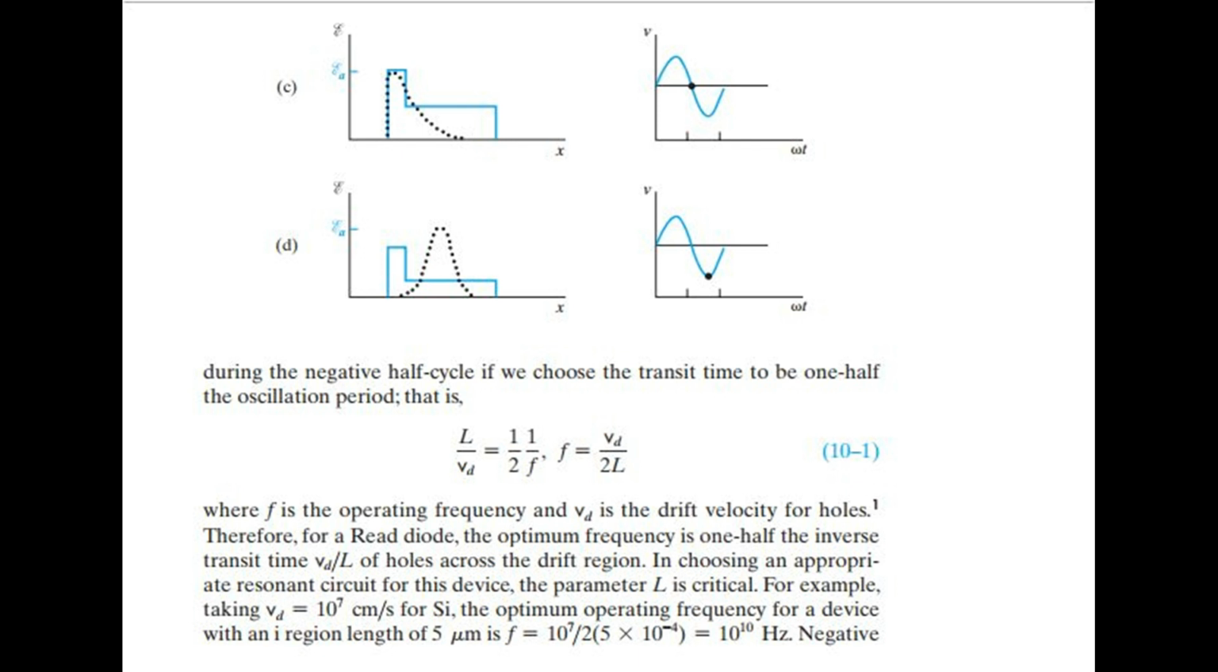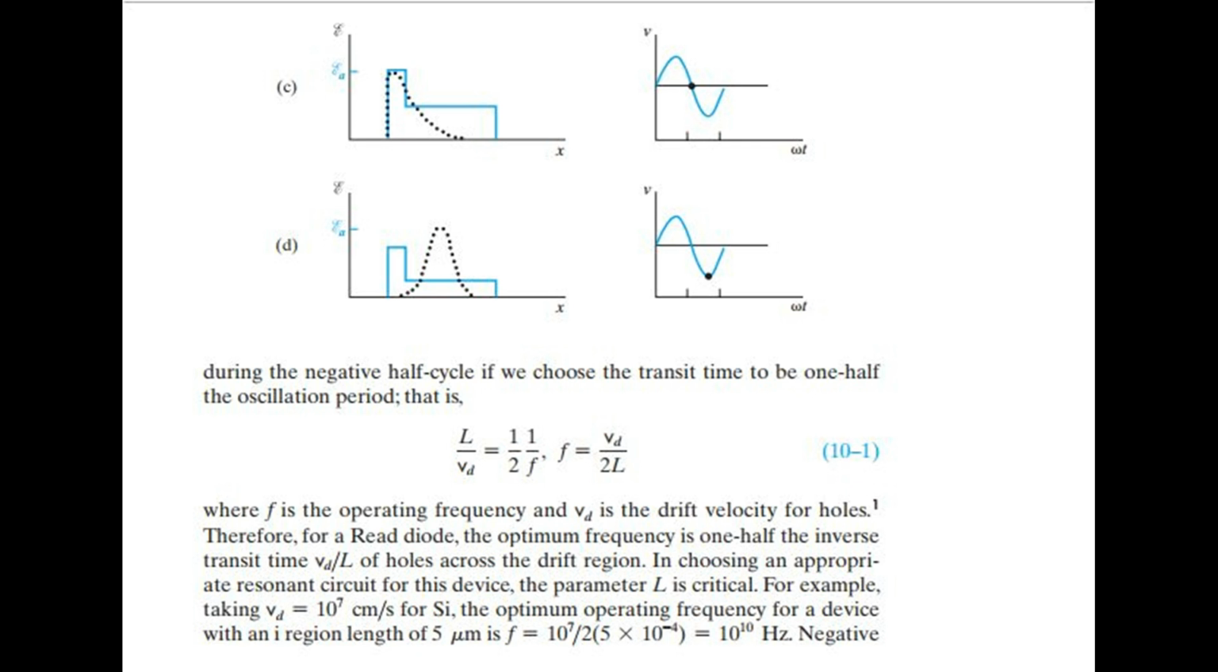In choosing an appropriate resonance circuit for this device, the parameter L is critical. For example, taking Vd equal to 10 million centimeters per second for silicon, the optimum operating frequency for a device with an I region length of 5 micrometers is f equals 10 million divided by 0.001, equal to 10 billion Hz.